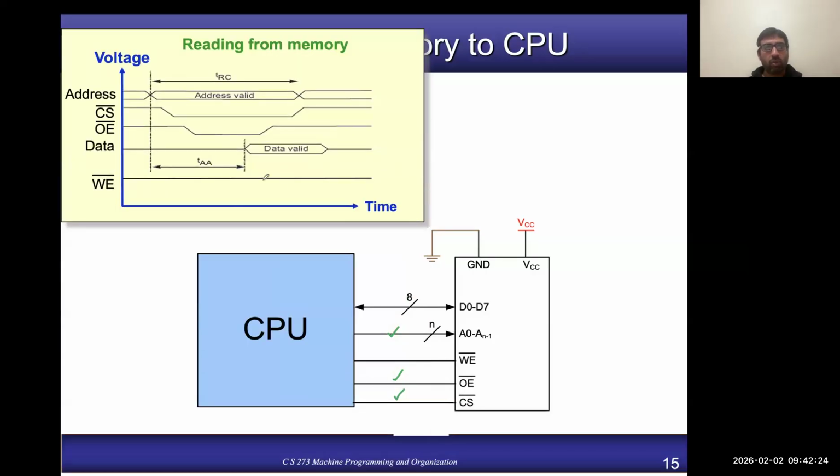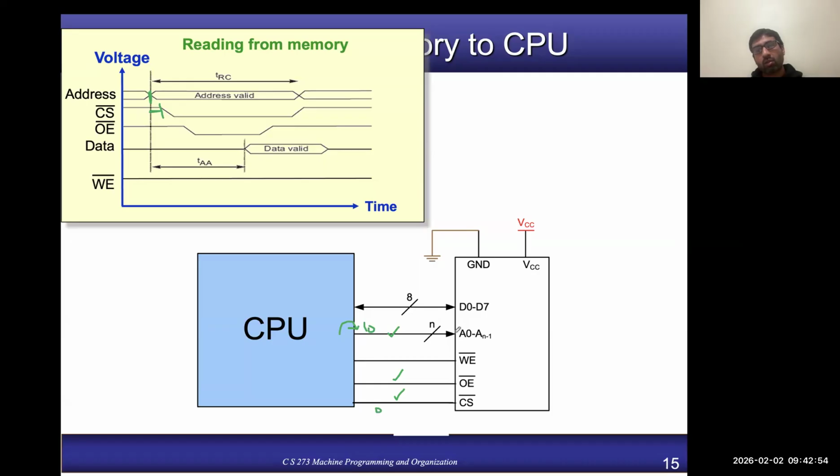So if you want to read the memory, first you put the address on the address line. So let's say you want to read from the address 10, so the CPU will put the value 10 on the address bus, right? But then there is some delay, right? And after that delay, the CPU will actually drive 0 on the chip select line, right? Why are we doing that? Why is there a gap?